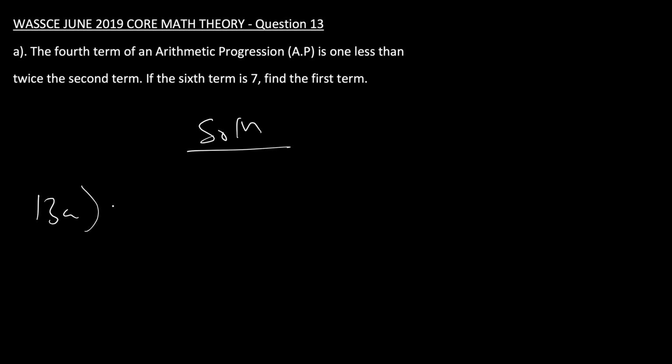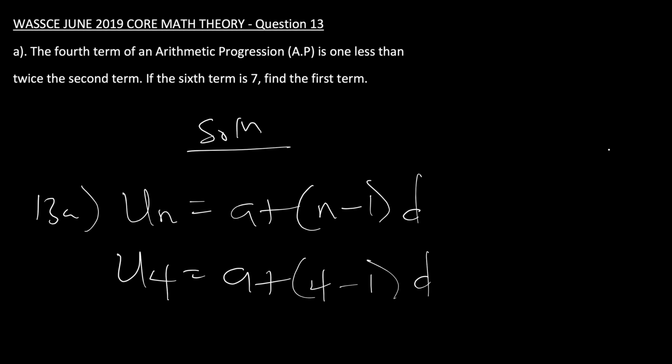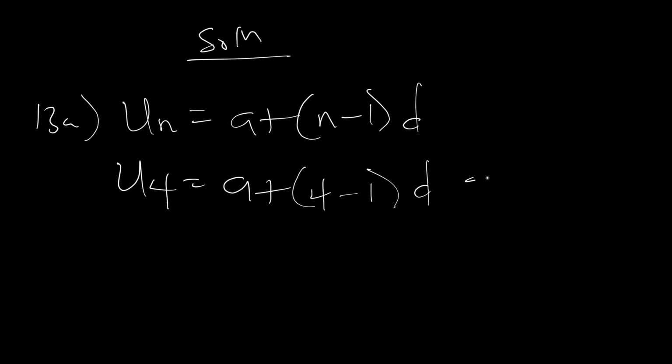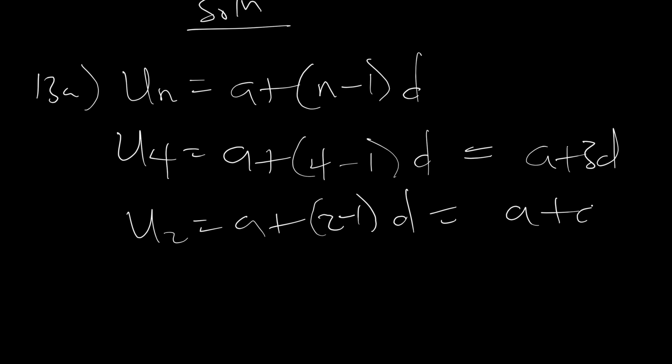So we know that for an arithmetic progression, the nth term is given by a + (n - 1)d, where n is the number of term, a is the first term, and d is the common difference. So we can say that the fourth term will be equal to a + (4 - 1)d, and this will give us a + 3d. And then the second term will be a + (2 - 1)d, which will be equal to a + d.